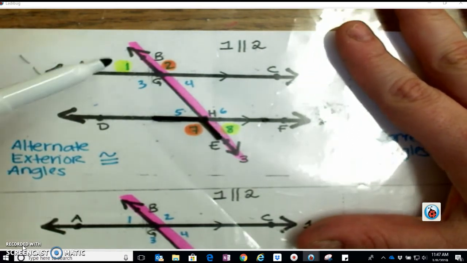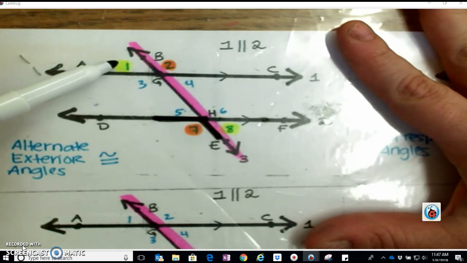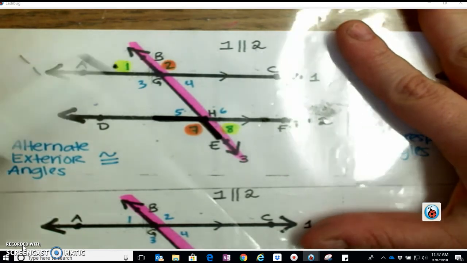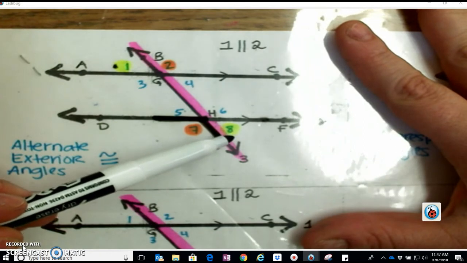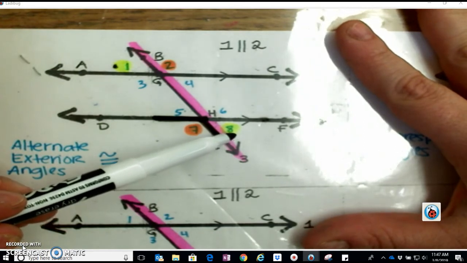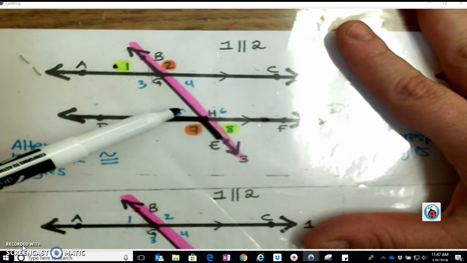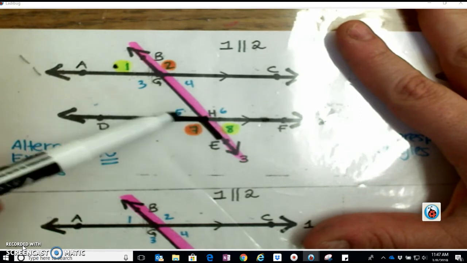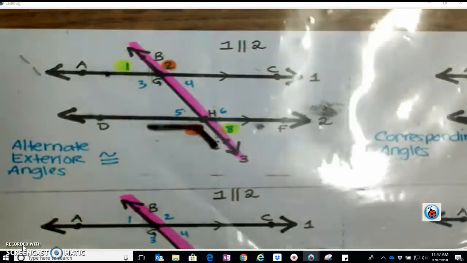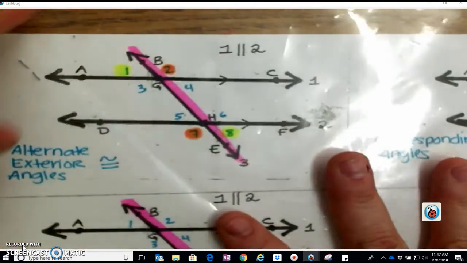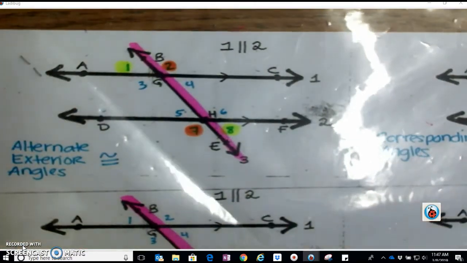That lets me know, if I know that this angle right here is, I don't know, 70 degrees, that means that I know that angle 8 is also 70 degrees. And from there, I know that angle 5 is 70 degrees because it's a vertical angle, and vertical angles are congruent. So it kind of creates a connect the dot about how you can figure out missing values.